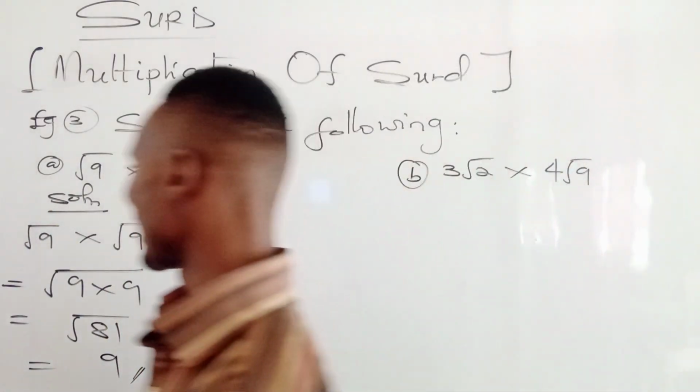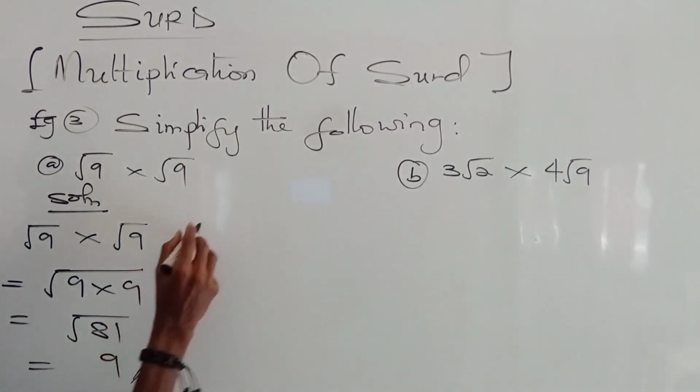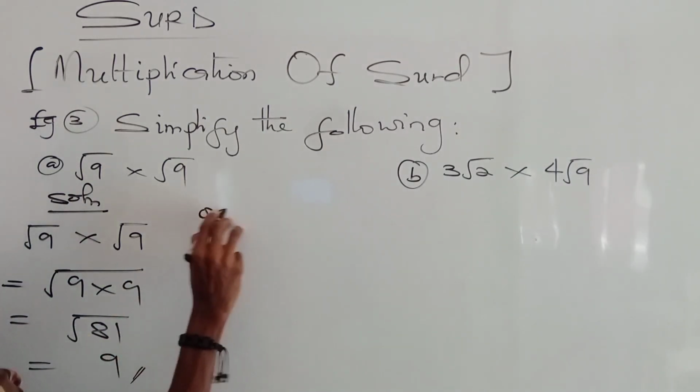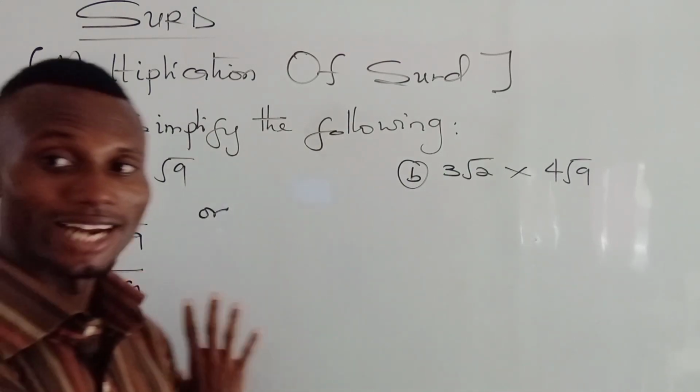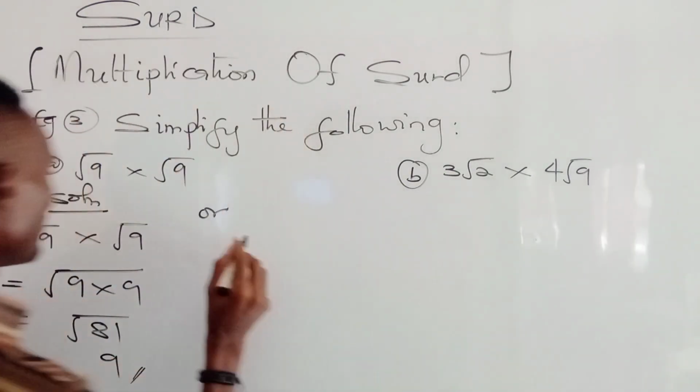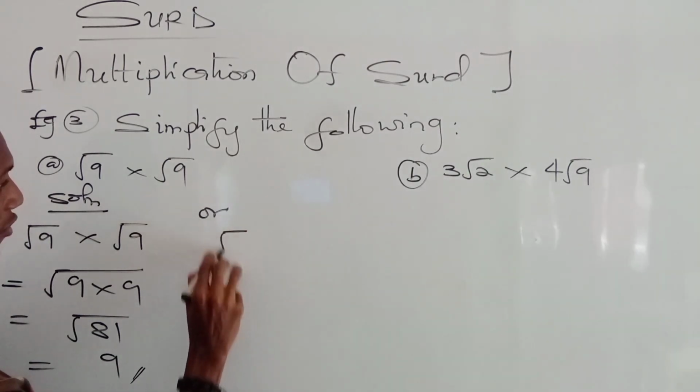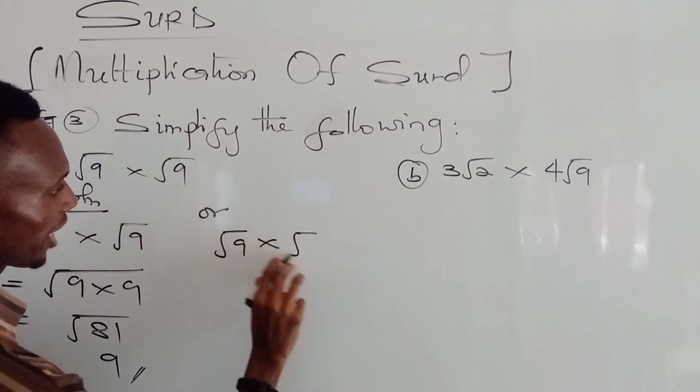Now the next method you can use is that, I'm going to show you the next way that you can handle this same question. Let me repeat the question again. So I have square root of 9 times square root of 9.